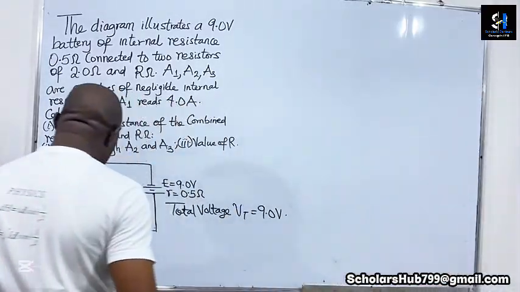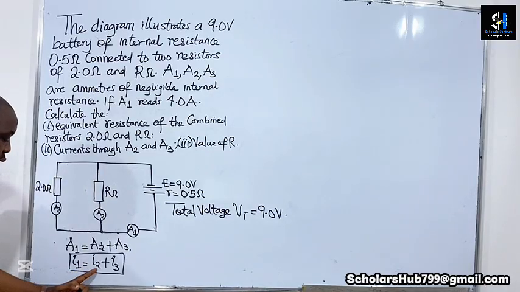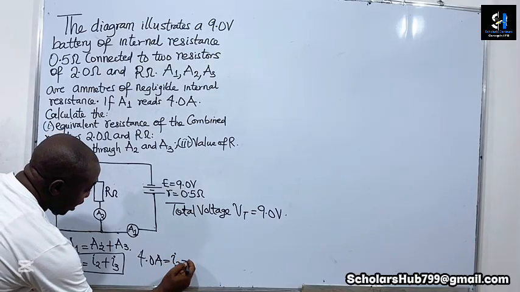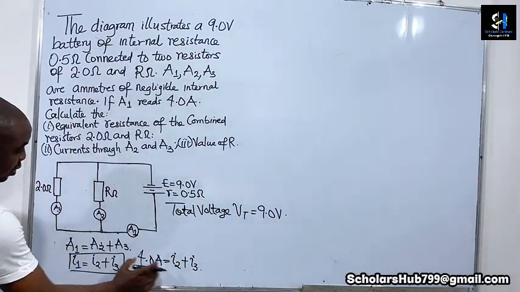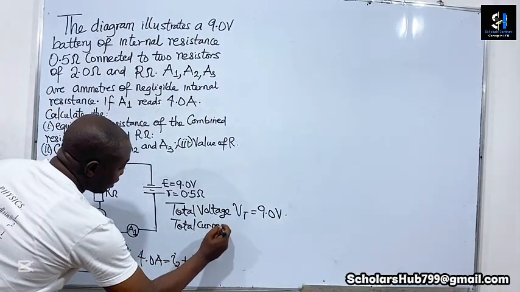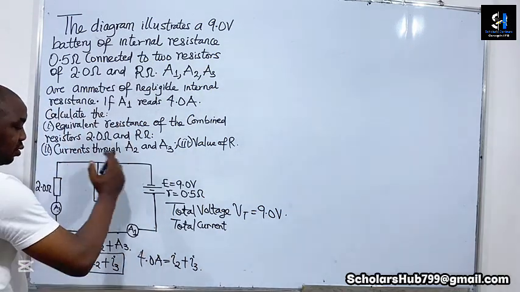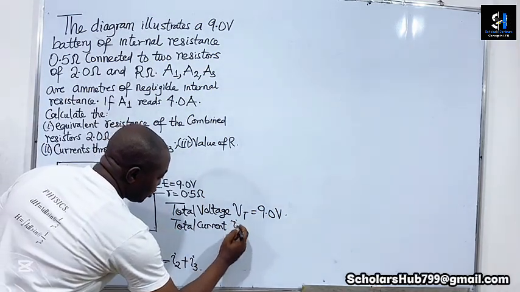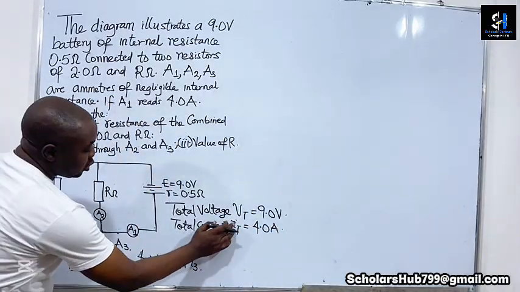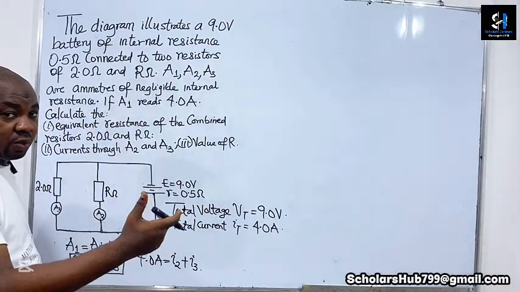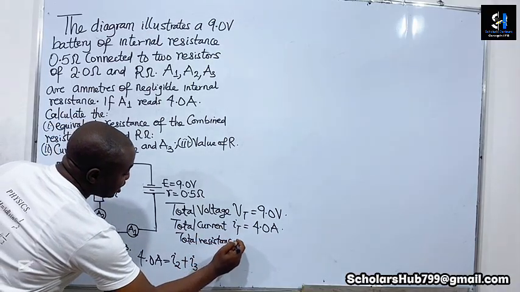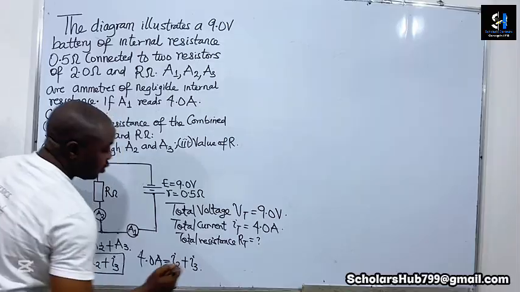So we have here that I1 is equal to I2 plus I3, which means 4.0 amps equals I2 plus I3. We'll come back to this. Now, like I said, the total current flowing through the entire circuit, which is I subscript T, is 4.0 amps. So the first thing we need to do is to calculate the total resistance.